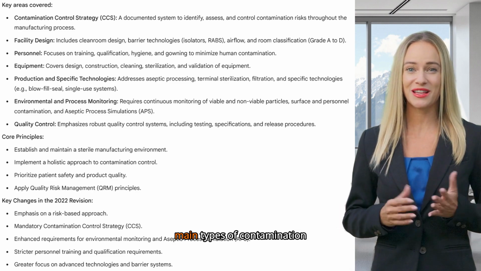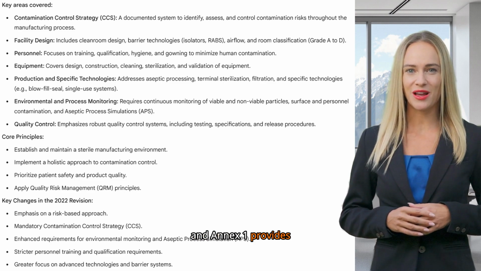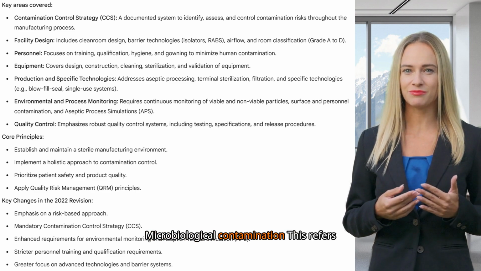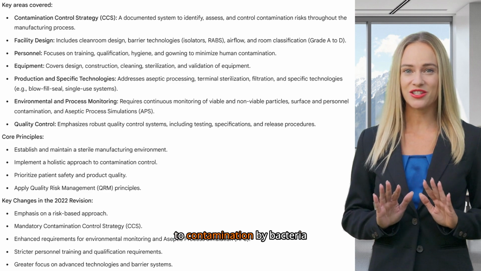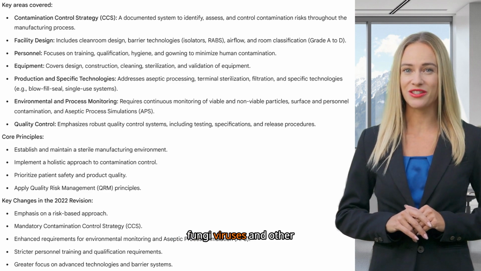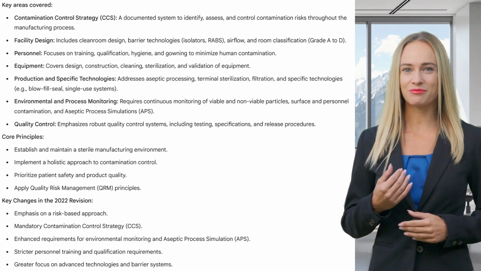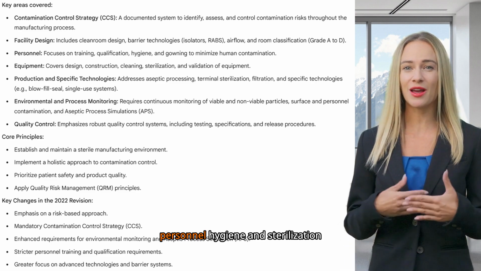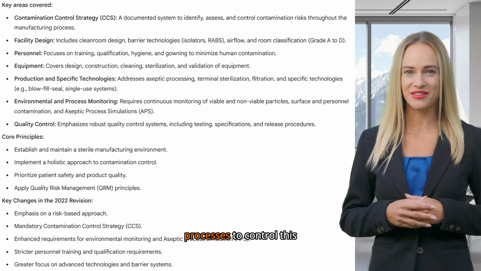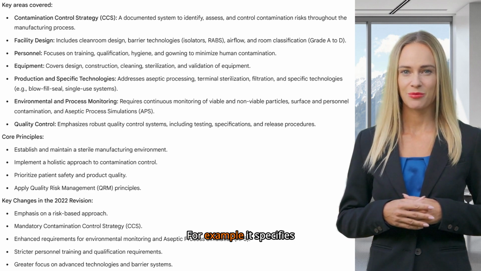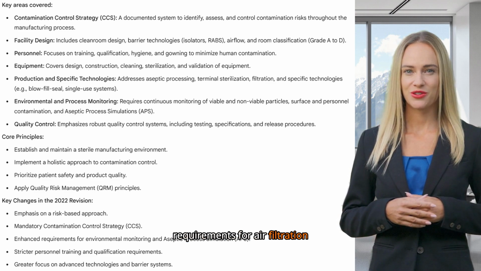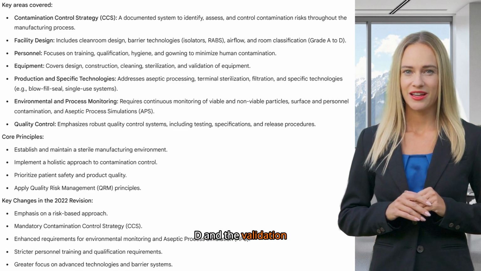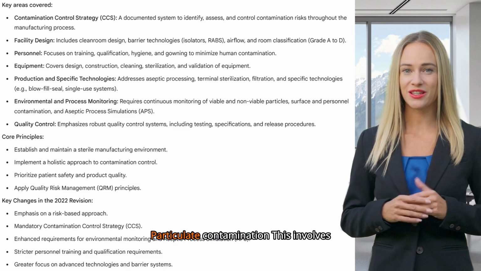We're talking about 3 main types of contamination, and Annex 1 provides detailed guidance on how to prevent each. Microbiological contamination. This refers to contamination by bacteria, fungi, viruses, and other microorganisms. Annex 1 emphasizes the importance of cleanroom design, personnel hygiene, and sterilization processes to control this risk. For example, it specifies requirements for air filtration, HEPA filters, room classification, grade A, B, C, D, and the validation of sterilization cycles.